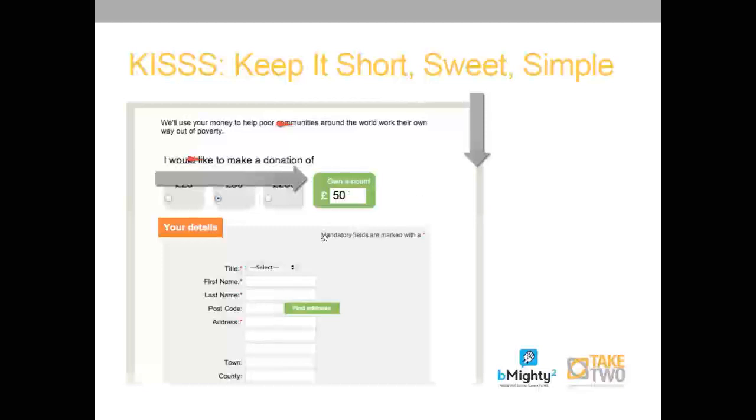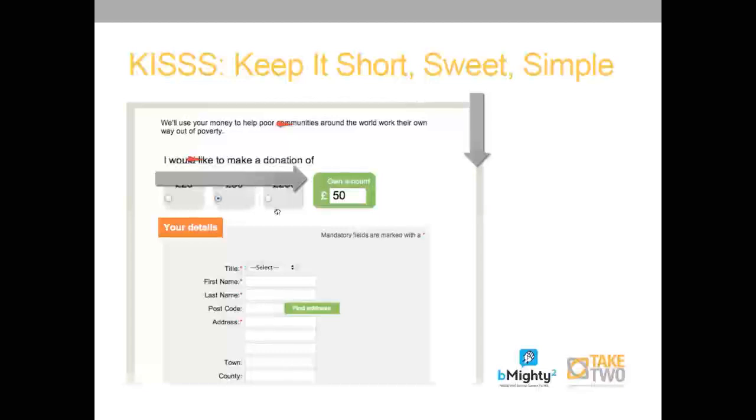One is they have these big buttons right up top. I would like to make a donation of. You can't miss it. You have the sentence up here which explains why. Great. It's just one sentence. And then it says, I would like to make a donation of, and it directs you straight to that section with these big green buttons. So try to do that.